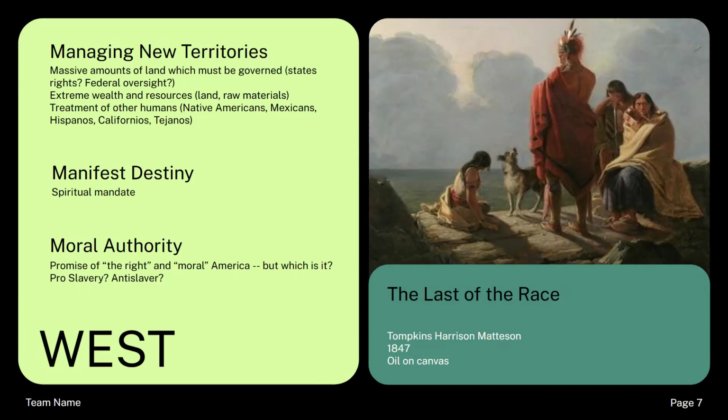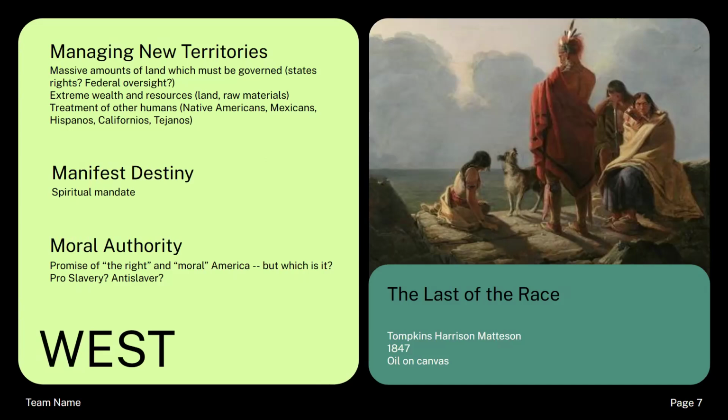This has to do with this idea of managing new territories, massive amounts of land. After the Mexican American War, America got like 100% more territory than it had before. So there's massive amounts of land which must be governed. And there was a lot of questions around this. Should we have the states control this? Should territories vote for themselves? Federal oversight? The West was home to extreme wealth and resources, including most predominantly land, but also raw materials like lumber and water and different animals that could be hunted.